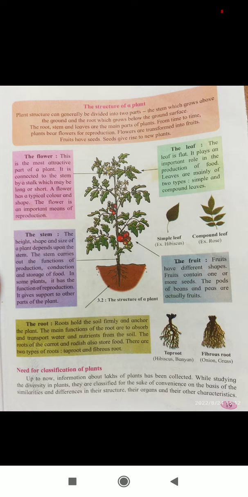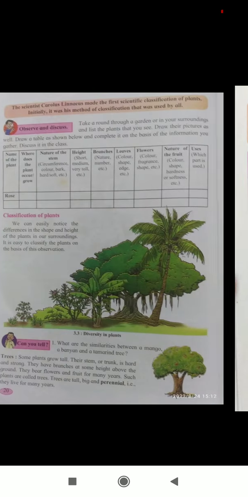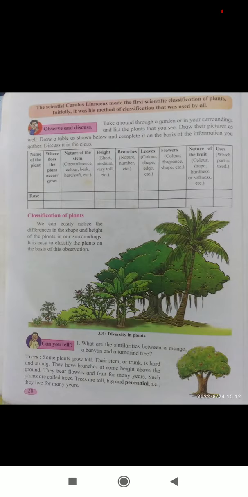Need for classification of plants. Up to now, information about lakhs of plants has been collected while studying the diversity in plants. They are classified for the sake of convenience on the basis of different similarities and differences in their structure, their organs and their other characteristics. The scientist Carolus Linnaeus made the first scientific classification of plants. Eventually, his method of classification was used by all.